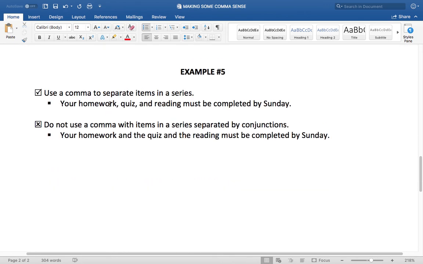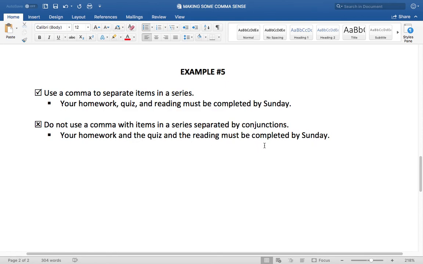All right, and we'll look at our last example here. Example 5, you want to use a comma to separate items in a series. So "your homework, quiz, and reading must be completed by Sunday." We use a comma to separate each of these items in a series. But you don't use a comma with the items in a series when they are separated by conjunctions. So "your homework and the quiz and the reading must be completed by Sunday."